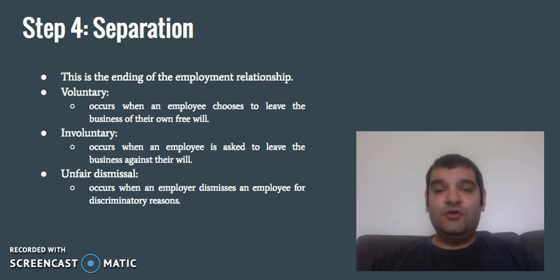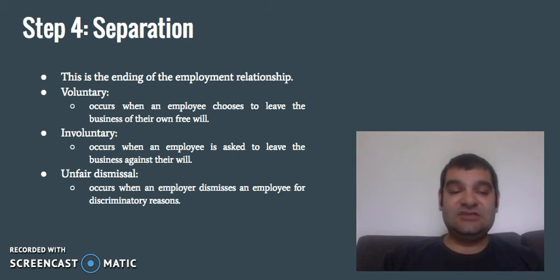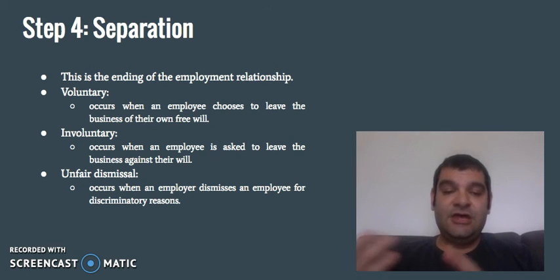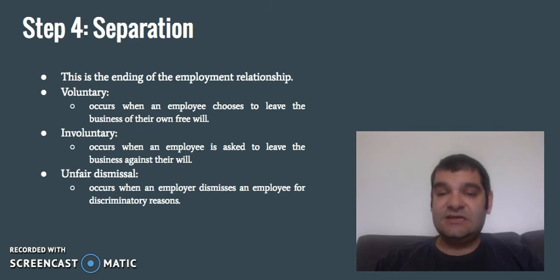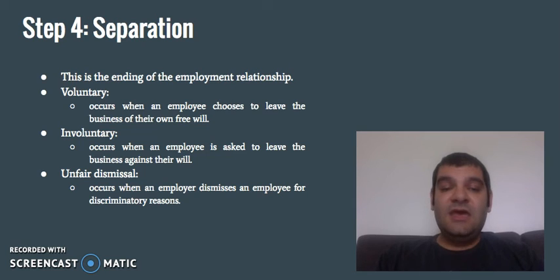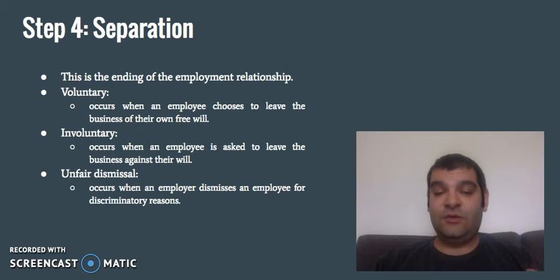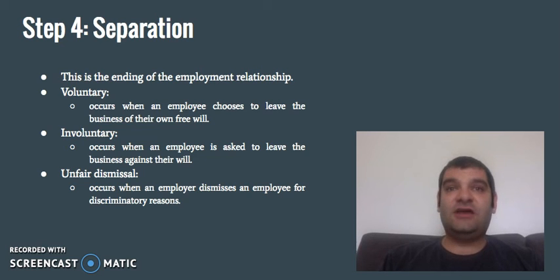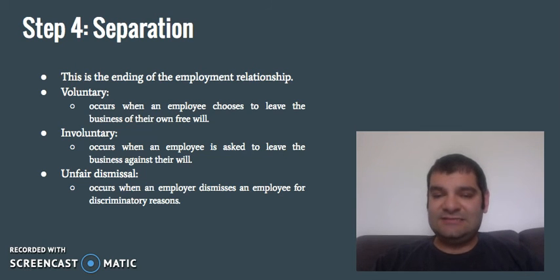There's voluntary, which is when an employee chooses to leave the business of their own free will, through things like retirement or resignation, so they want to leave the business, or they've reached a certain age where they can now access the government pension and don't have to work anymore. There's also involuntary, where an employee is asked to leave against their will, such as dismissal, so they've been fired, or retrenchment, where there's really not enough work for them to justify continuing to be paid. There's no other place for them in the business.